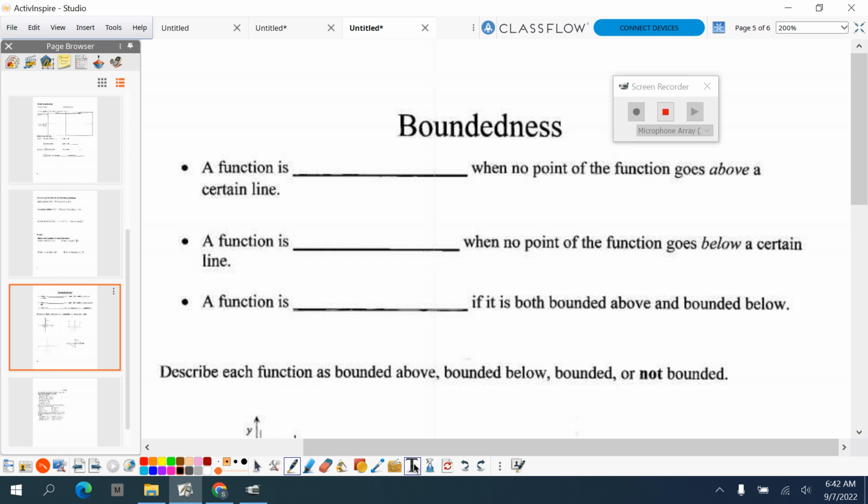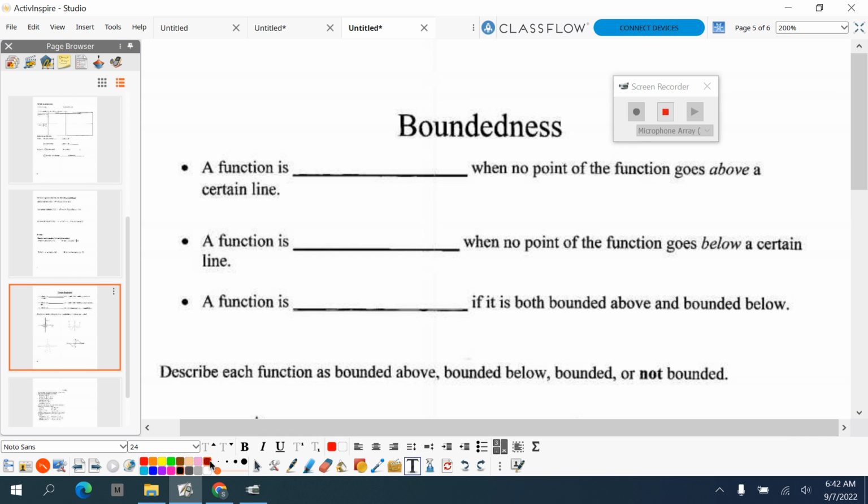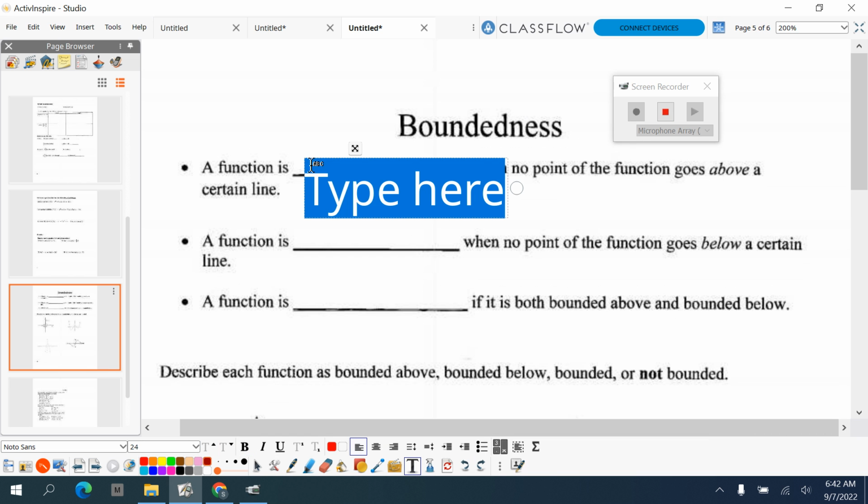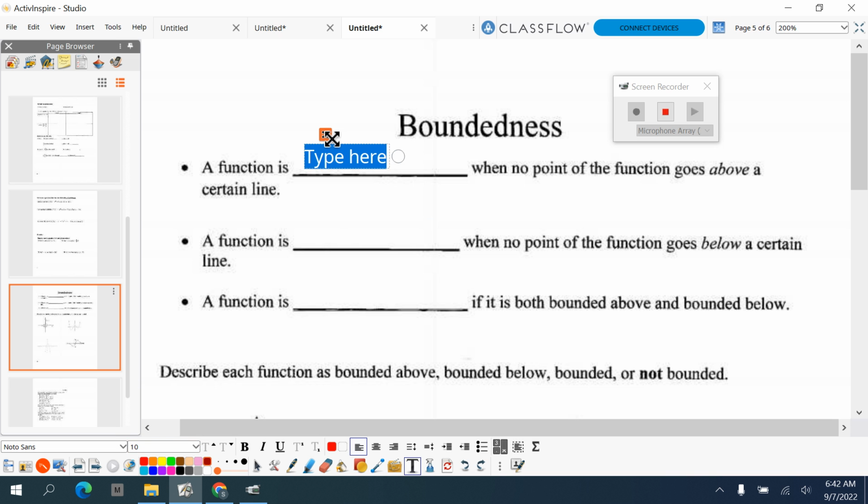And I'll actually type. It's better. Typing is better. And we'll make that a little bit smaller here. There we go. So a function is bounded above. It's very specific there. When no point of the function goes above a certain line. So basically, I can draw a horizontal line and nothing goes above it.